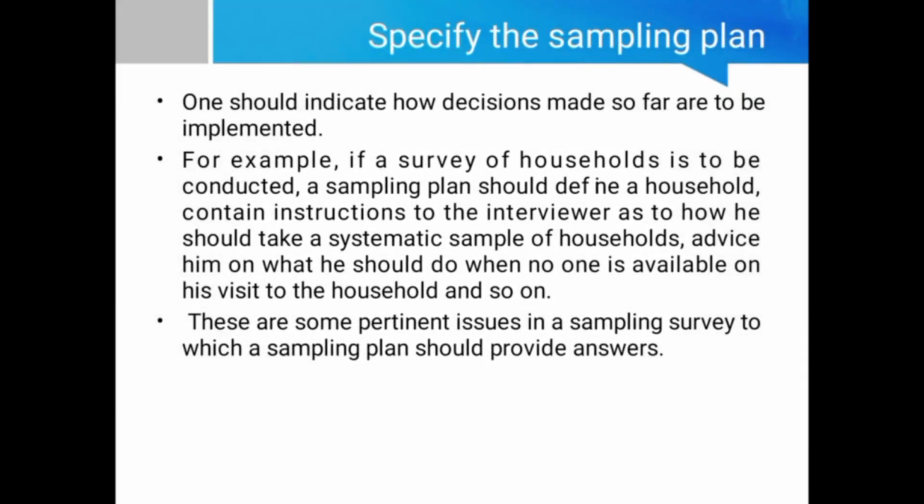Specify the sampling plan. One should indicate how decisions made so far are to be implemented. For example, if a survey of households is to be conducted, a sampling plan should define a household, contain instructions to the interviewer as to how he should take a systematic sample of households, advise him on what he should do when no one is available on his visit to the household, and so on. There are some pertinent issues in a sampling survey to which a sampling plan should provide answers.